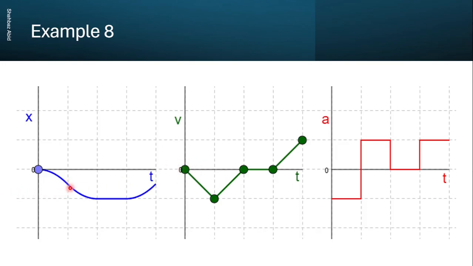At this time, the slope of this graph is negative, which means the velocity will have a negative value. At this time, the slope became 0, which in other words means that the velocity is equal to 0. At this time, the slope is still 0. It means the velocity is still equal to 0. And here the slope became positive, which means the velocity will have a positive value.